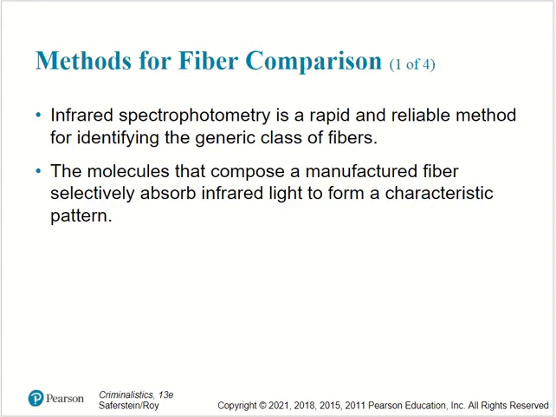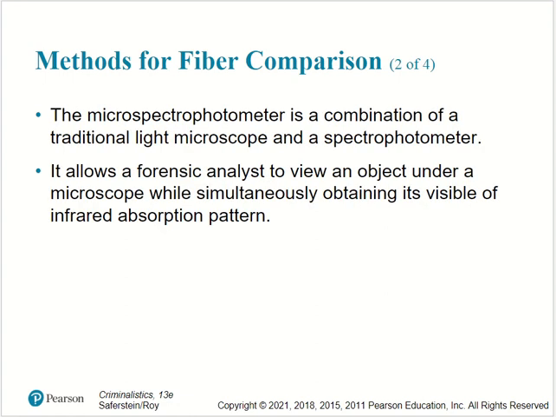Methods of fiber comparison. Infrared spectrophotometry is a rapid and reliable method for identifying the generic class of fibers. The molecules that compose a manufactured fiber selectively absorb infrared light to form a characteristic pattern. The microspectrophotometer is a combination of a traditional light microscope and a spectrophotometer.